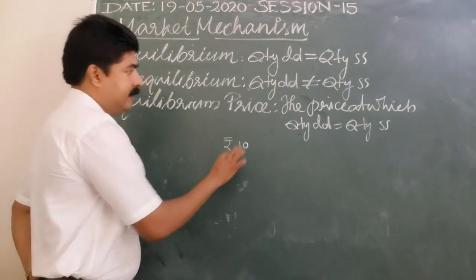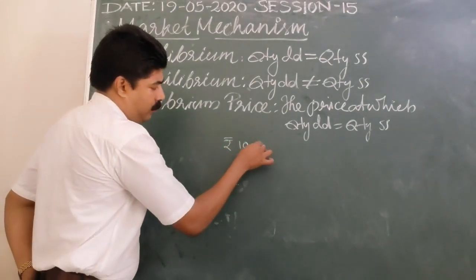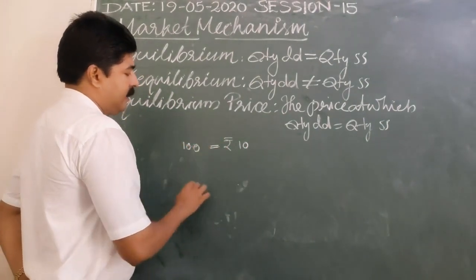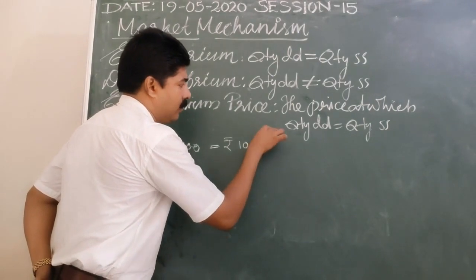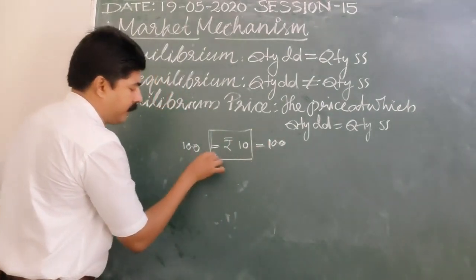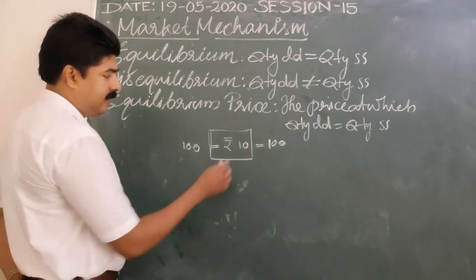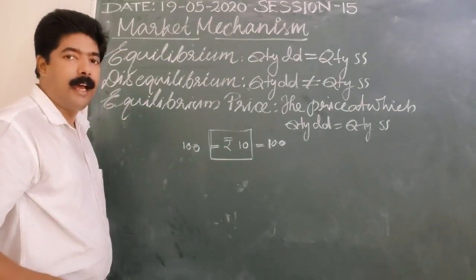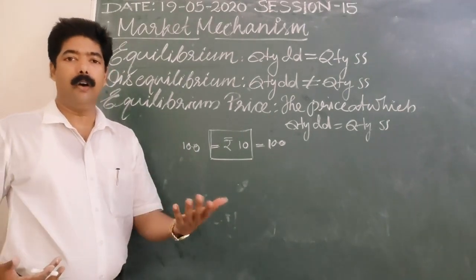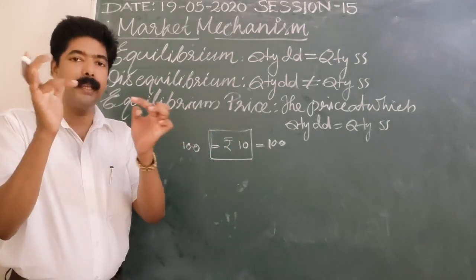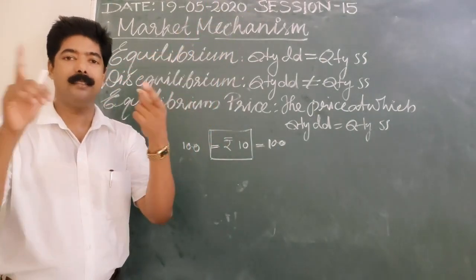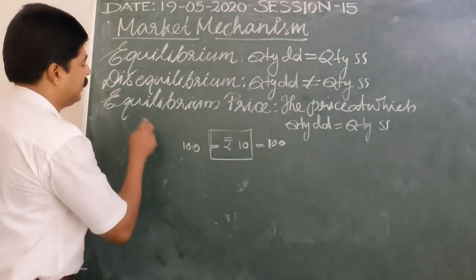At a price of 10, the quantity demanded is 100 units and the quantity supplied will also be 100. This is the existing price of a commodity in the market. When at this price the consumers and the producers are ready to demand as well as offer for sale, then there can be an equilibrium situation, and the price determined with the help of demand and supply is the equilibrium price.